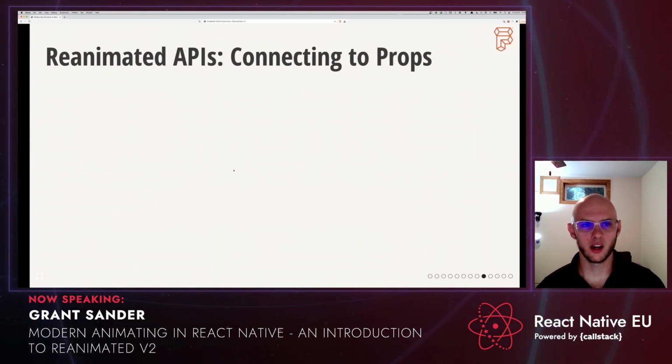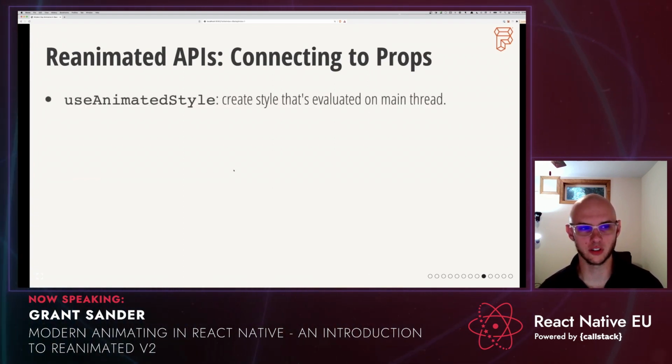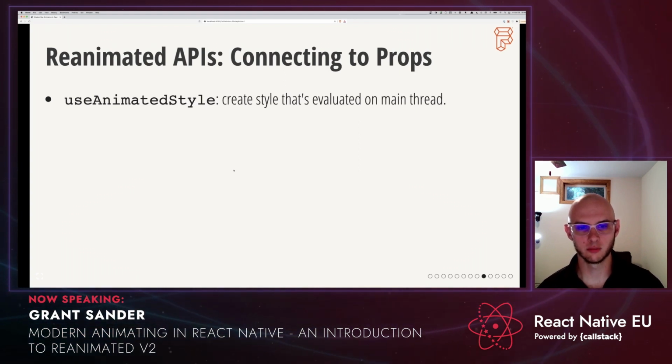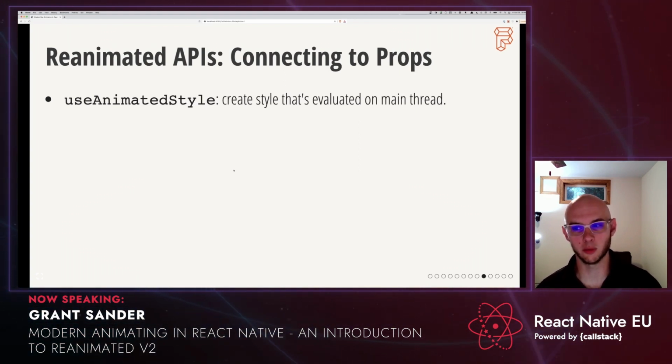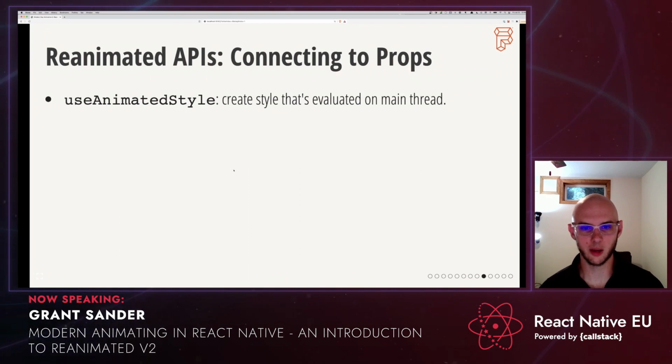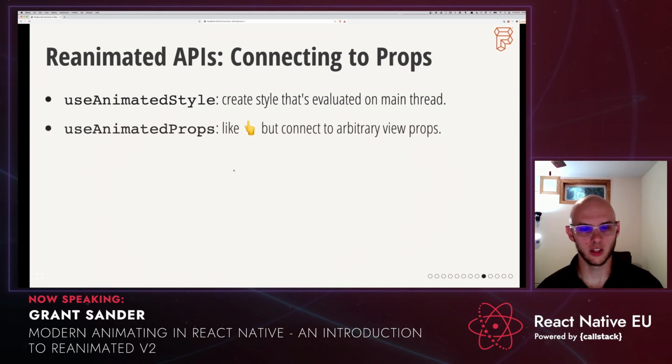So moving on, worklets are very powerful, but they're not really the main drivers of this, at least not at first. One of the beautiful things is you can connect to props using this hooks-based API. So we have a useAnimatedStyle hook that creates a style that's evaluated on the main thread and then updates a view on the native side. So basically you just use this hook, you return a style object, and it can be animated. You can do all the animation stuff inside of this style. And then we have an analog called useAnimatedProps. It's like useAnimatedStyle, but for arbitrary view props.